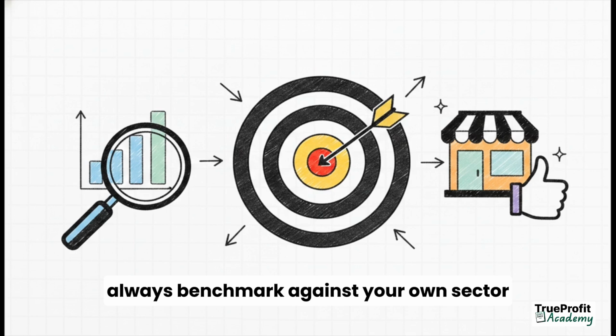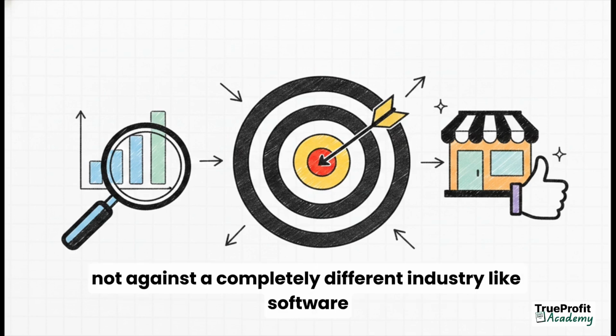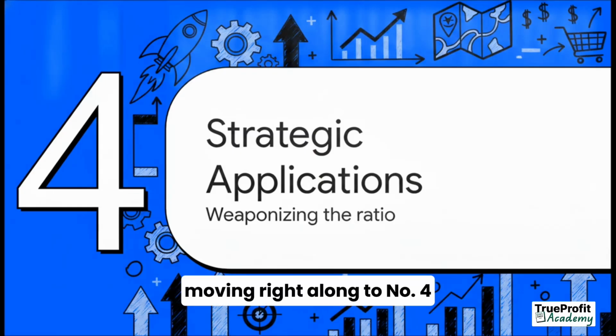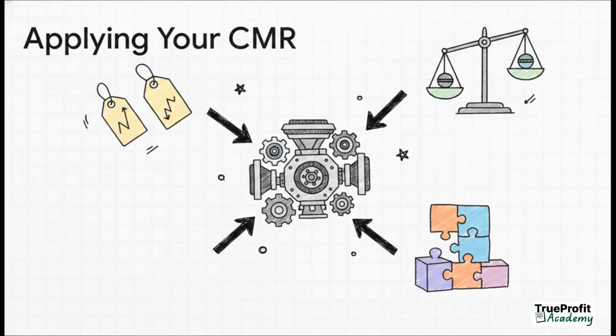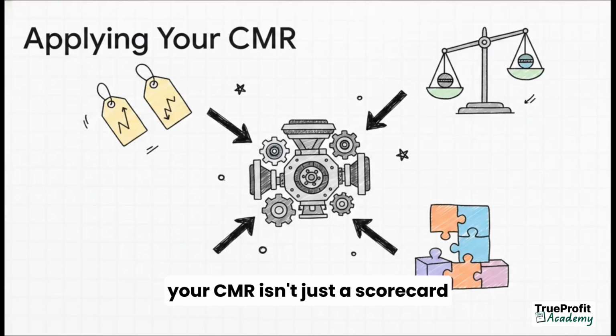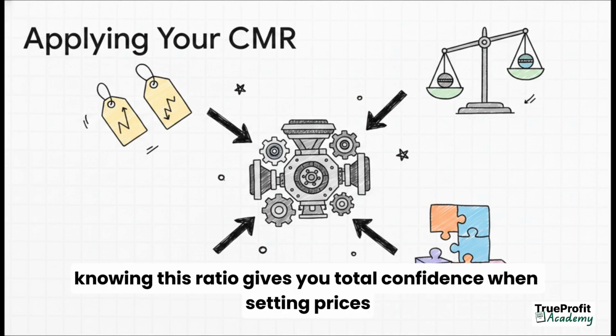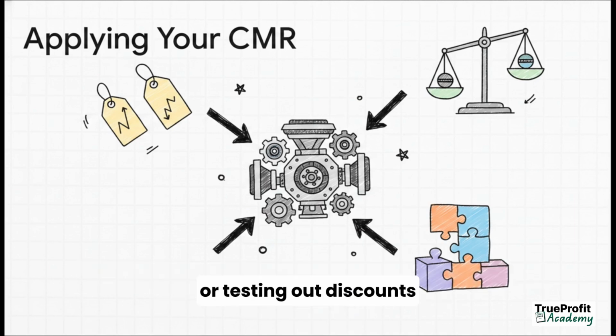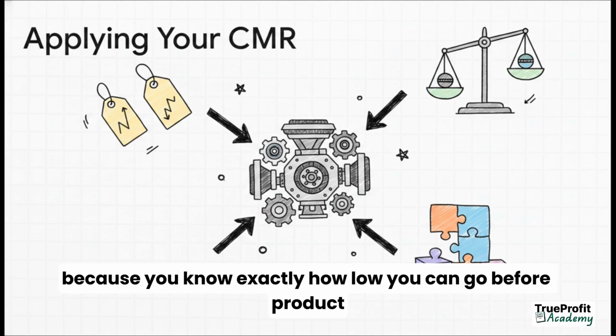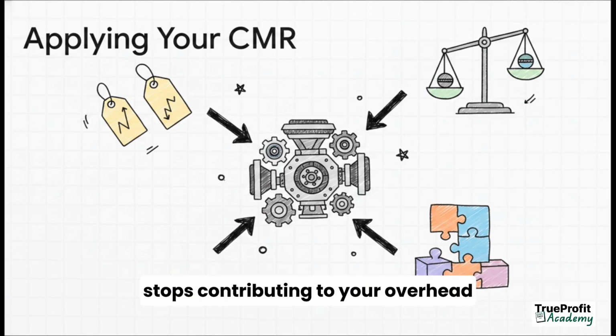Always benchmark against your own sector, not against a completely different industry like software. Moving right along to number 4, strategic applications. Your CMR isn't just a scorecard. It's a real decision-making engine. Knowing this ratio gives you total confidence when setting prices or testing out discounts, because you know exactly how low you can go before a product stops contributing to your overhead.